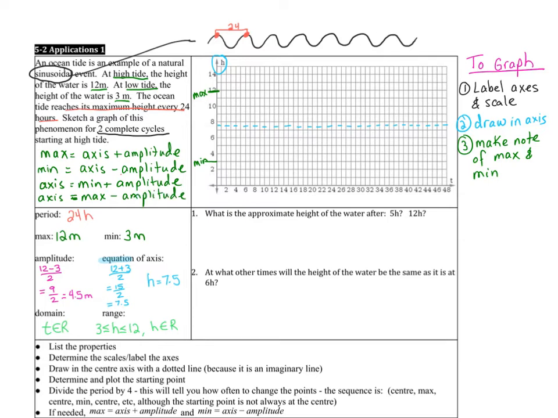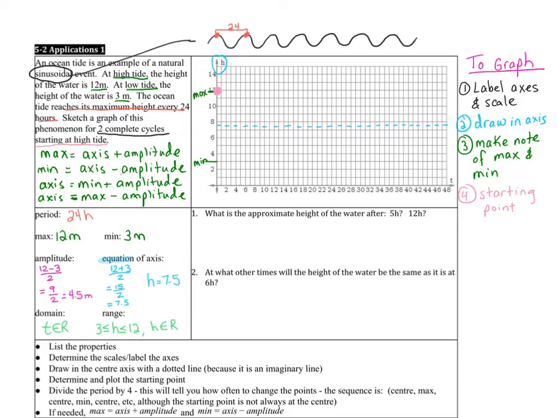So those are some other little formulas depending on the type of question that is given to you to find out this information. The next thing you would need to know is, what is the starting point? Where are we supposed to start this graph? So the graph says we want to start at high tide. So that means on the y-axis, we want to start up here.